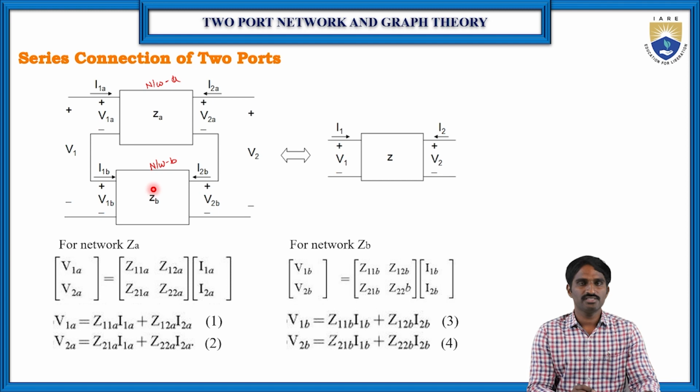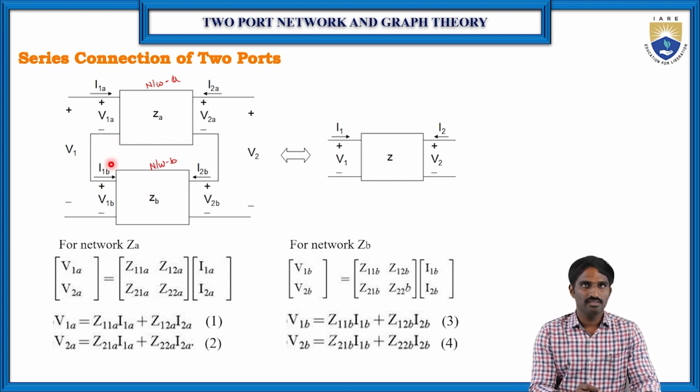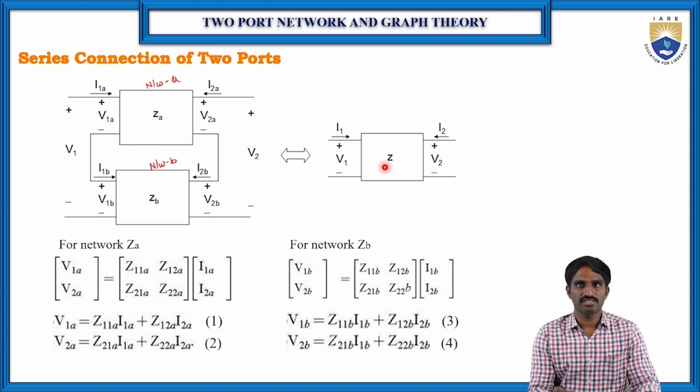Then let us consider here, of course, this is connected in series, and the input voltage between these two networks is, let us consider, V1, and similarly the output voltage for these two networks is V2. And the input current for this resultant network, let us consider I1, and the output current is I2. So for the resultant network, the input parameters are V1, I1, and the output parameters are V2, I2.